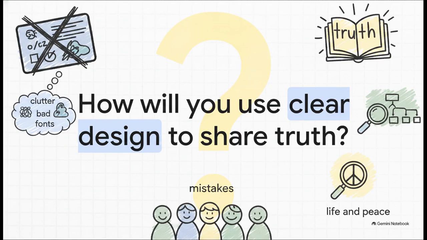So, I'm going to leave you with a two-part question today. And yes, this ties directly into your homework assignment. First, academically. What is one huge mistake people make with visual aids? Think back on our rules, the clutter, the unreadable fonts, the useless pictures. But secondly, and honestly much more importantly, how will you use clear design to share truth in the world?